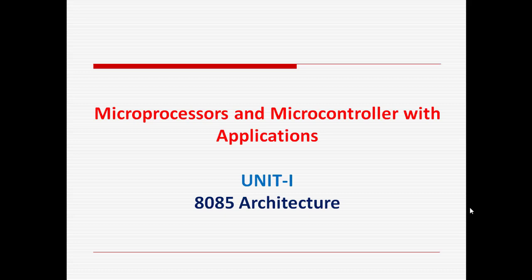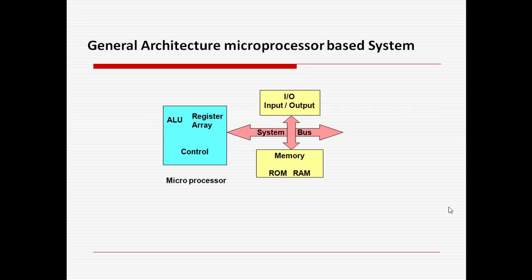So in this class we are going to see about the 8085 microprocessor. The 8085 microprocessor was launched by Intel in the year 1976 with the help of NMOS technology. This is a popular 8-bit microprocessor. Before that, any microprocessor-based system consists of three important things: the microprocessor, I/O devices, and memory.